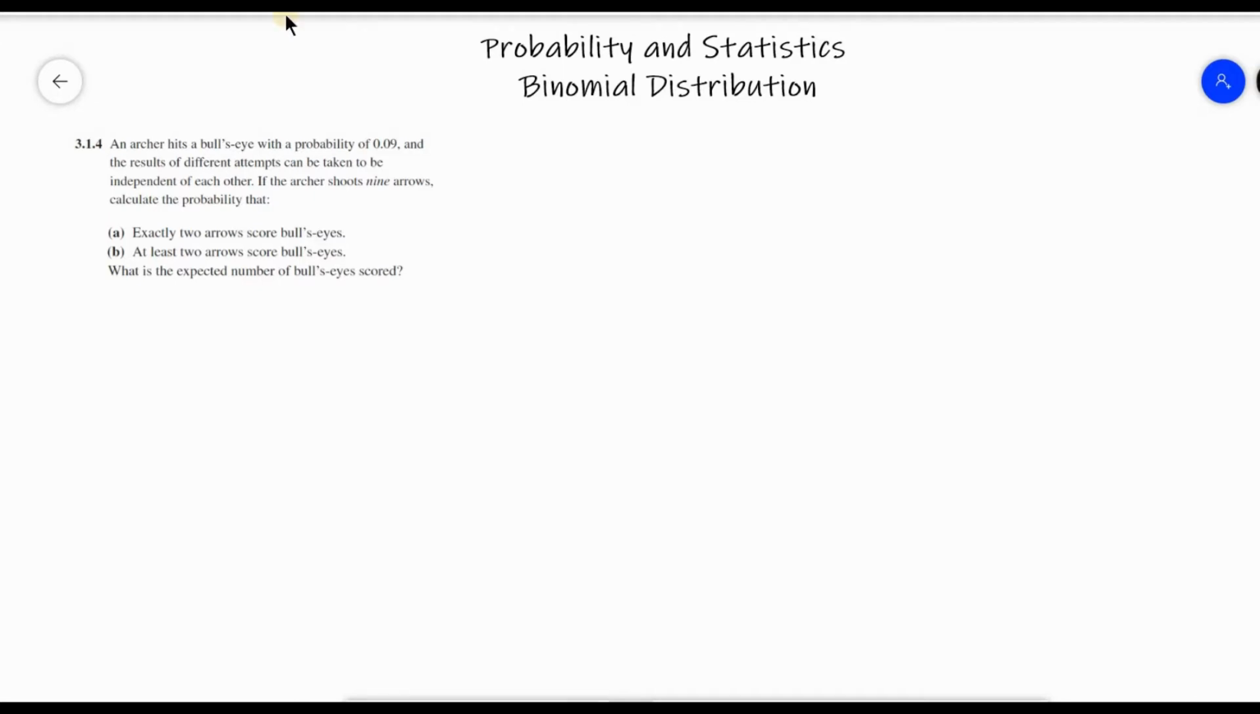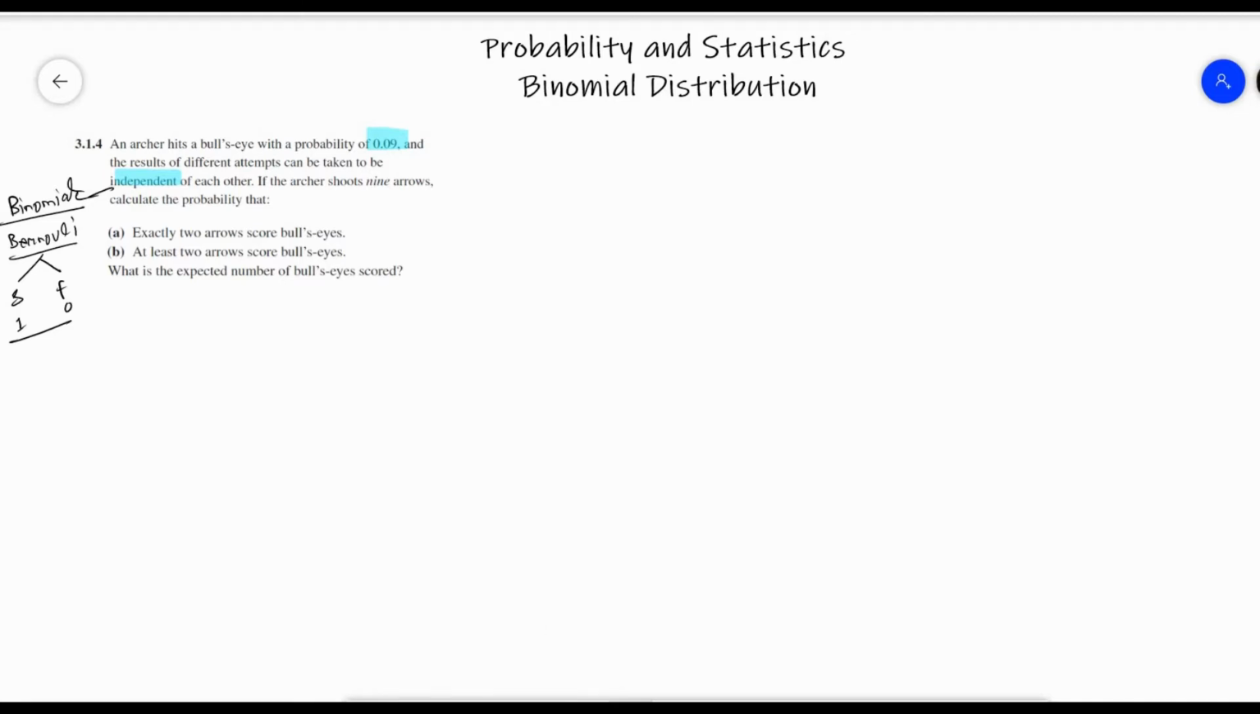In the problem, we can see that an archer hits a bullseye with a probability of 0.09 and the result of different attempts can be independent to each other. So here we have got a hint which says independent. Therefore, the distribution can be easily termed as a binomial distribution with Bernoulli trial. So we know Bernoulli trial is referred to binomial distribution because it can have only two outcomes. One is success 1 and failure 0.